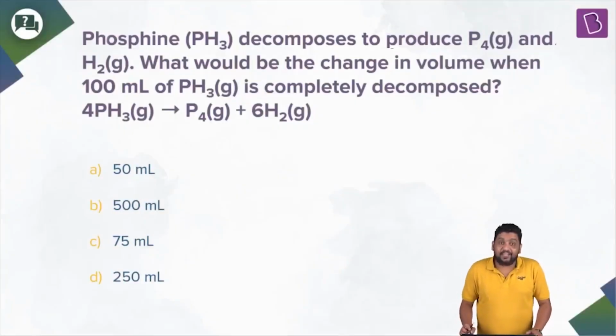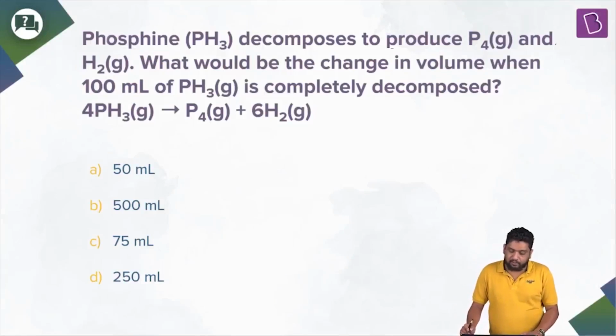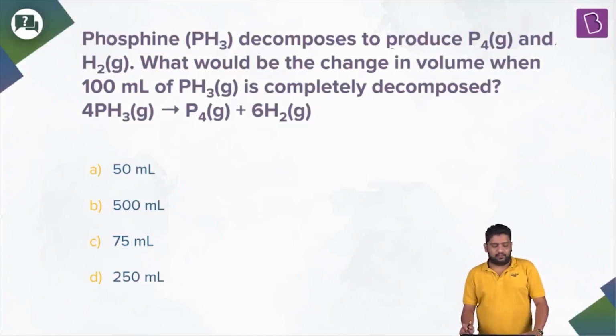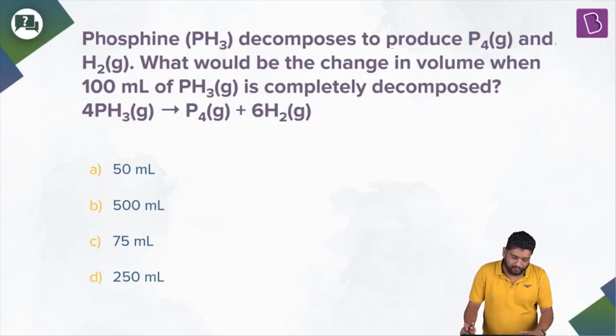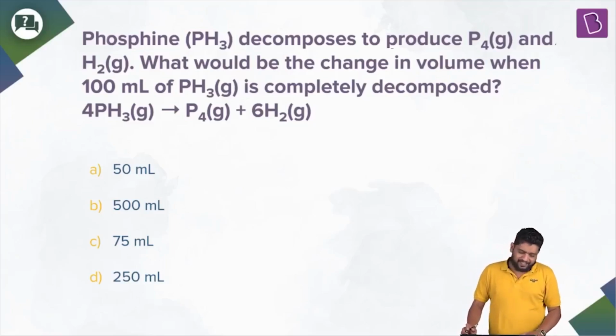Okay, this says phosphine decomposes to produce P4, phosphorus in gas phase, and hydrogen in gas phase. What would be the change in volume when 100 ml of phosphine is completely decomposed according to the given equation? Brilliant. The equation is also given, and it's pretty simple to balance even otherwise. But the point is we can use Gay-Lussac's law of combining volumes, right?